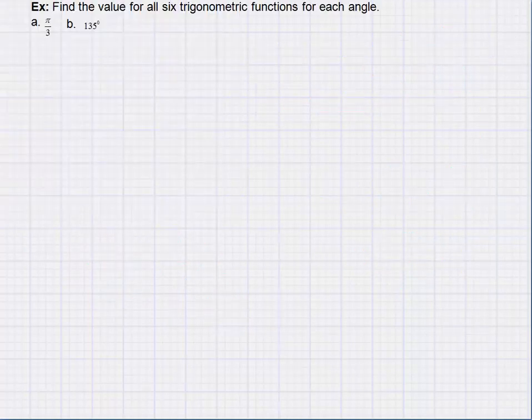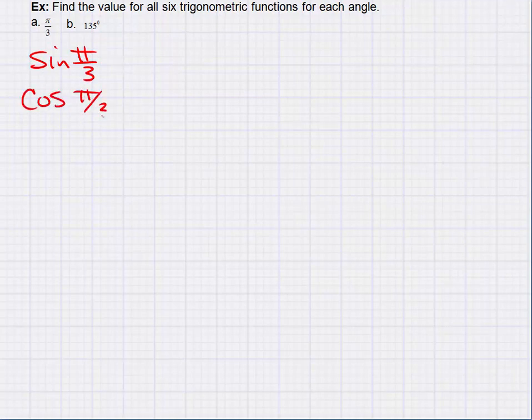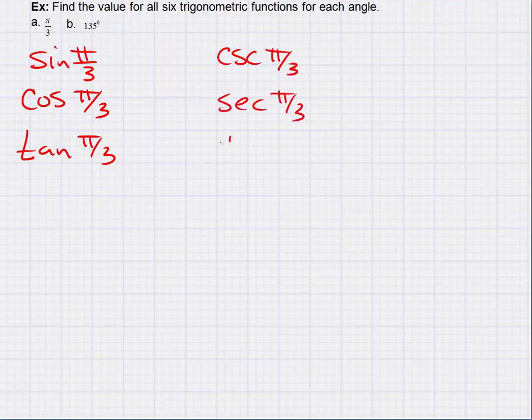So you're going to see questions like this that say find the value for all the 6 trigonometric functions for each angle. So what this is asking you to do is to find the sine of pi thirds, the cosine of pi thirds, the tangent of pi thirds, the cosecant of pi thirds, the secant of pi thirds, and the cotangent of pi thirds. Alright. Now I write it down this way for a reason. These functions are all related. Okay? And the way I write my answer down can help me find my answer.